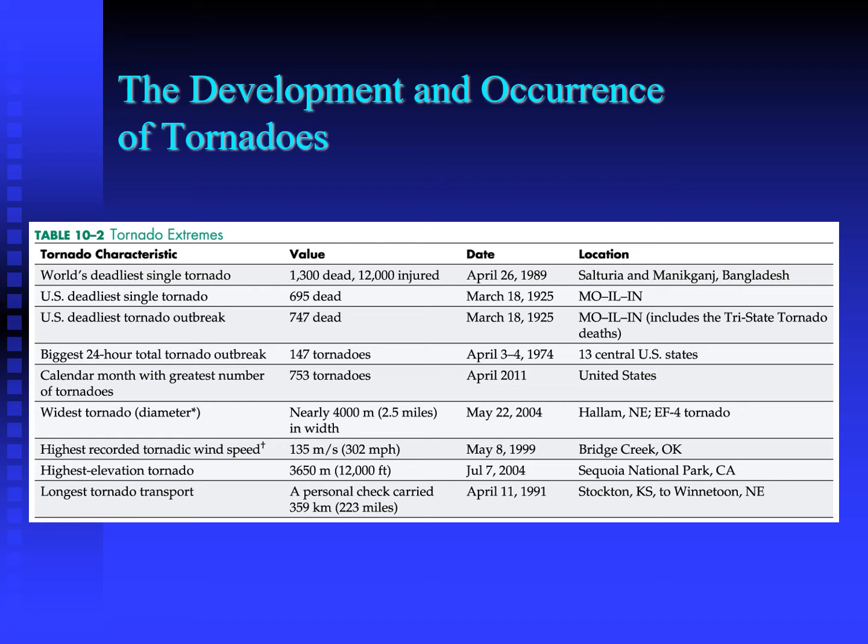Highest recorded tornado wind speed, 302 miles an hour. Yeah, that's like high up in an F5 tornado, and that was in 1999 in Oklahoma. Highest elevation tornado: a tornado in Sequoia National Park, California. California is just not a place you really associate with tornadoes, but occasionally they get them.